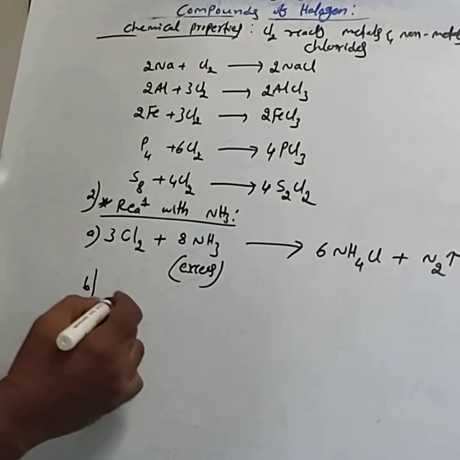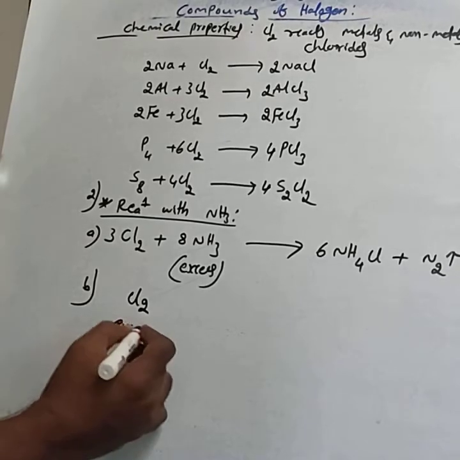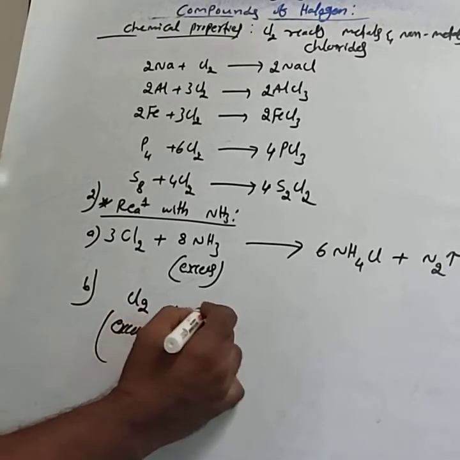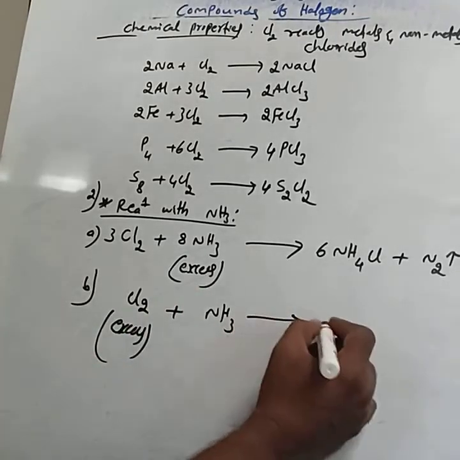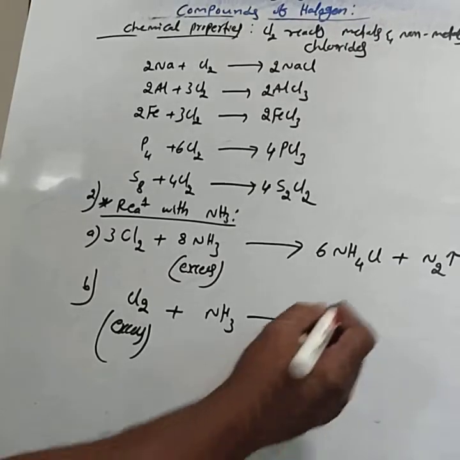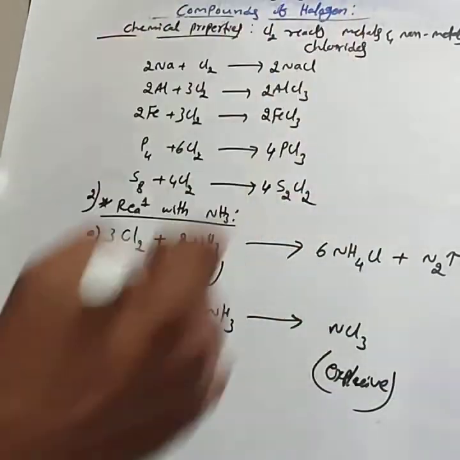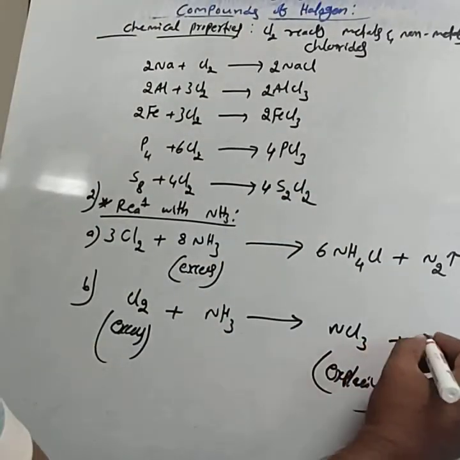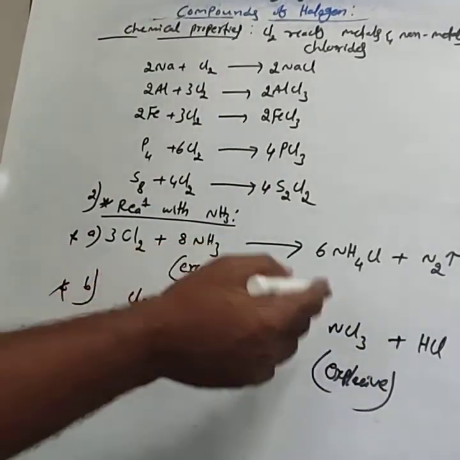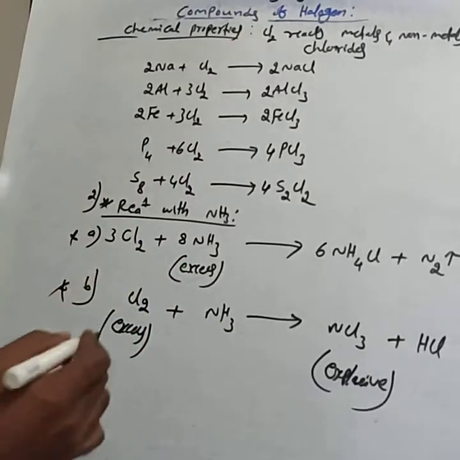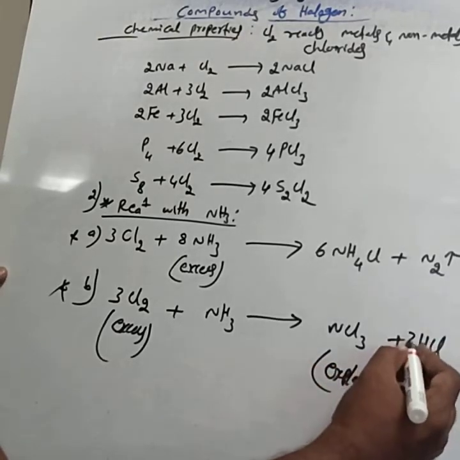The second case is chlorine in excess. Excess of chlorine reacts with ammonia to form an explosive called nitrogen trichloride. It is generally unstable and is used as an explosive. Then HCl is formed. This is very important. These two reactions are taken in competitive exams also. Here 3Cl2 gives NCl3 plus 3HCl.